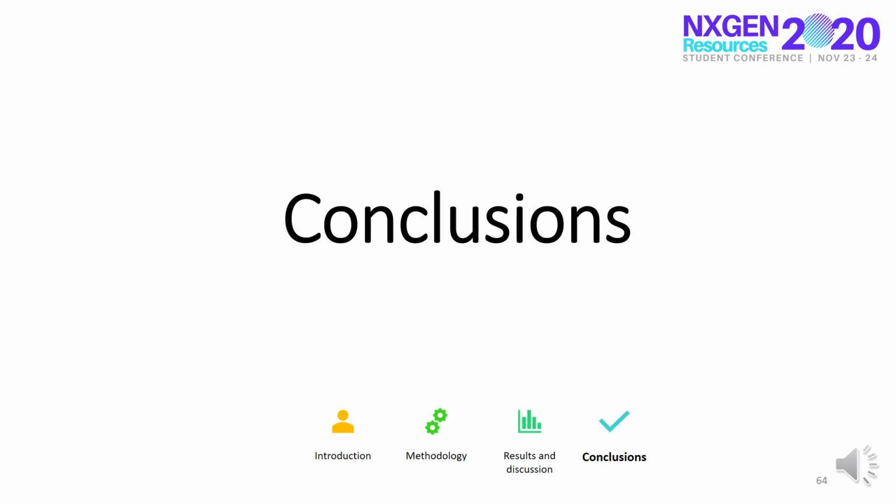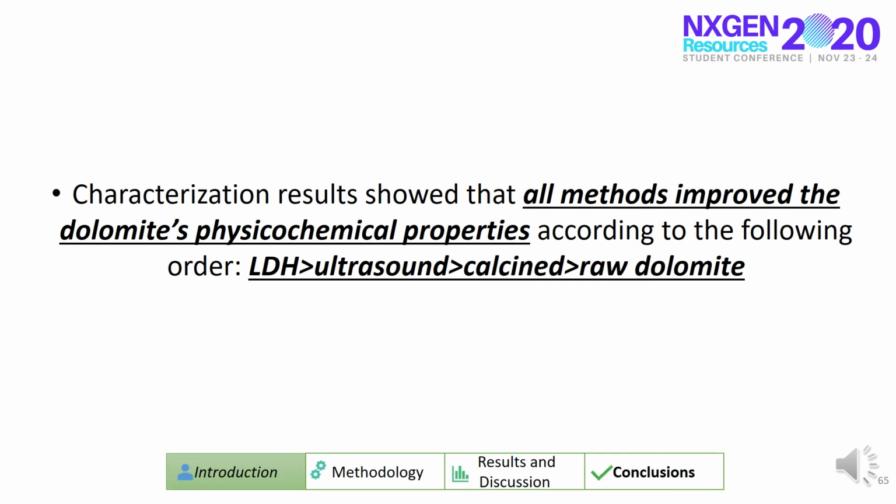So the conclusions of this work are: characterization results showed that all methods improve the dolomite's physicochemical properties according to the following order: LDH, ultrasound, calcined dolomite, and raw dolomite.